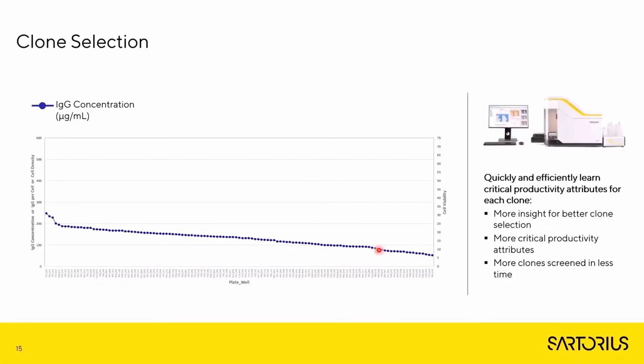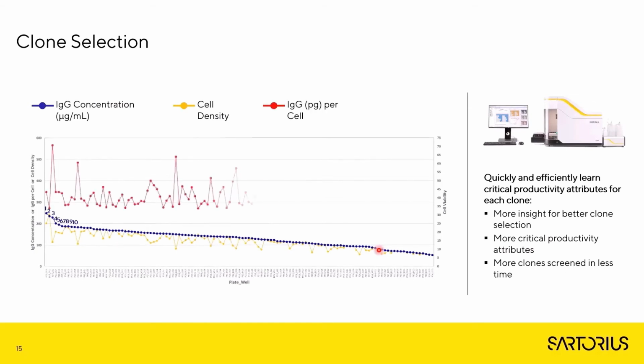Now, once we have our clones, of course, we then want to perform clone selection. So we can titer the IgG concentration in each well, and we can then rank our clones based on IgG production. However, if you then start to look at cell density in yellow, and then the calculated IgG per cell, which is in red, you can see now that that ranking would indeed change based upon that additional analysis.